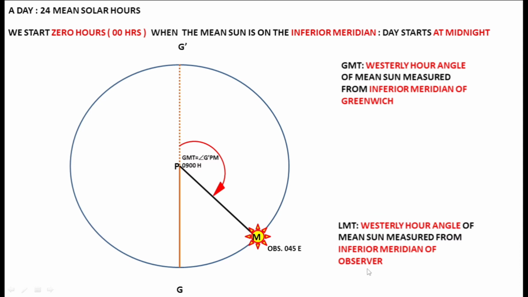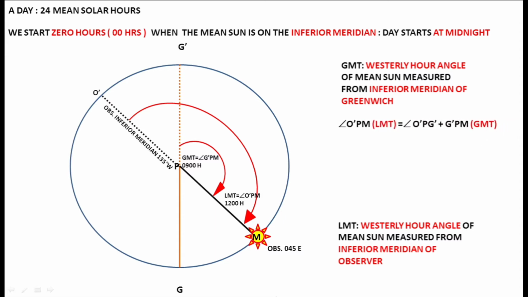LMT is again measured from the inferior meridian. So all the time is being measured from the inferior meridian. Day for anybody starts off at midnight. Now inferior meridian to 45 degrees, 180 degrees plus 45 would be 135 degrees west. And the angle measured from the inferior meridian to the mean sun is your LMT. And it's 180 degrees opposite. 180 divided by 15, 12 hours.